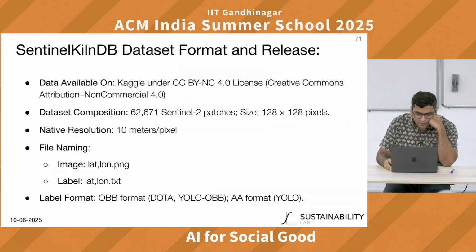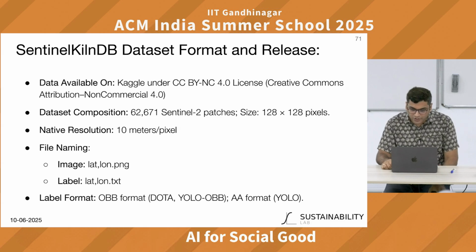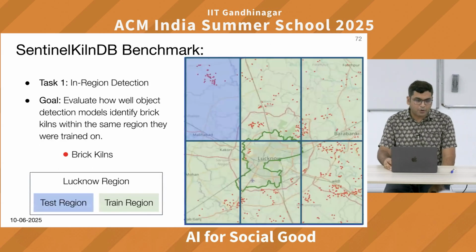So we will be making this dataset public under the Creative Commons Attribution Non-Commercial 4.0 license, which means you can use it. And we have also named the files in a certain format. We have provided the dataset in both DOTA and YOLO-BB format. These are common formats used in spatial imagery, satellite imagery as well as for object detection. And then we come on to the benchmark.